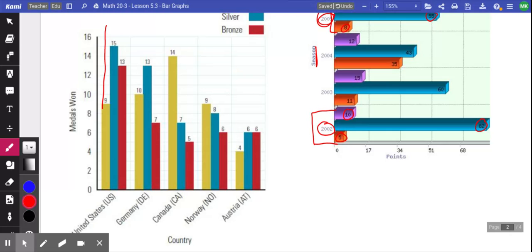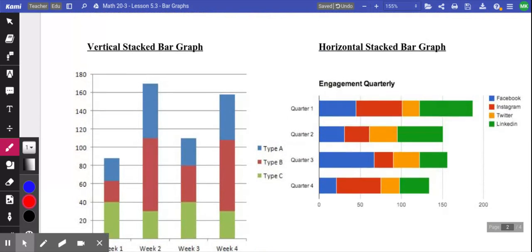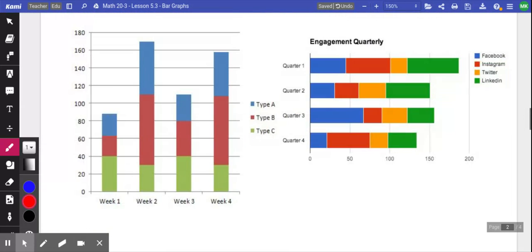The reason you like to do stacked bar graphs is sometimes it's nice to see the total, right? So if you look down here, we have stacked bar graphs. In week 1, they had type C of whatever this is. They had 40 of them.